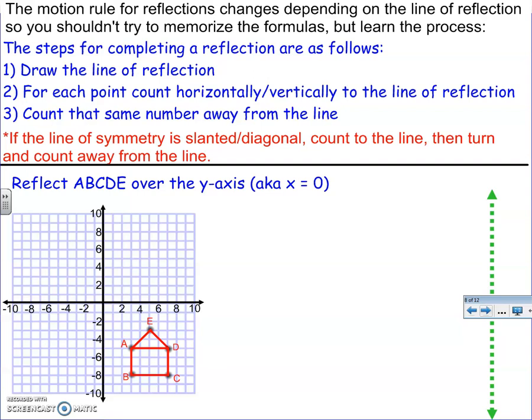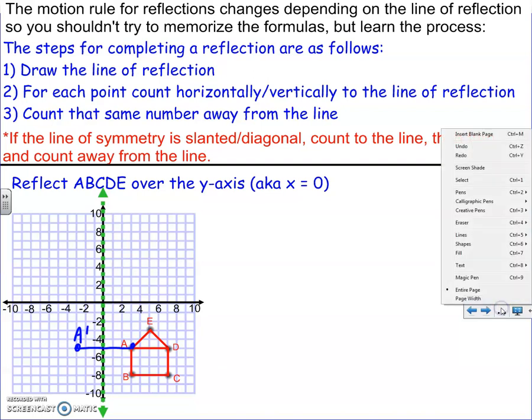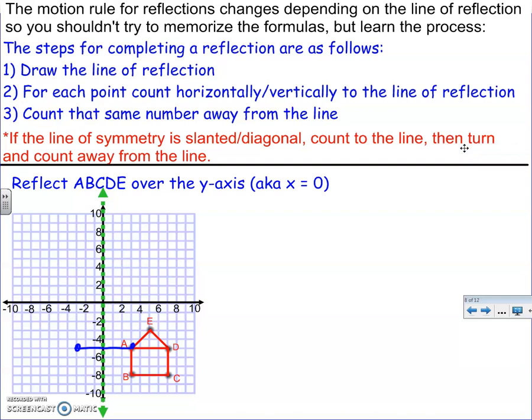So here's to reflect A, B, C, D, E over the y-axis, aka x equals 0. So here's my line of reflection, this upward line. Then for each point, I'm going to count to and away. So I look at A, to the line will be right 1, 2, 3. Then I go the same distance, 1, 2, 3. Here's my new A, that's my A prime. And actually, I'm not going to make it like that. So I'm going to do like this. Undo.